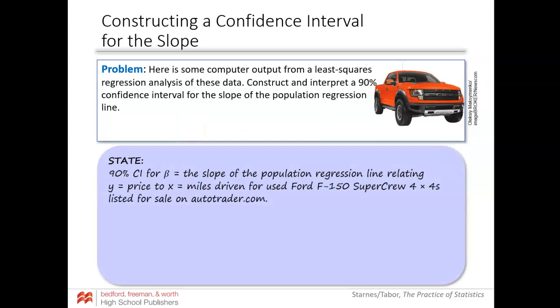All right, so they're going to go through the four-step process for finding a confidence interval. So this is what it would look like. So we are finding a 90% confidence interval for beta, which is the true slope, right? The slope of the population regression line that relates the price to the miles driven for used Ford F-150 Super Cruise. Cool. So basically, we just restated the question. We did have to indicate what our line was set up as though, because we know from our work with linear relationships that you have to indicate who's X and who's Y.